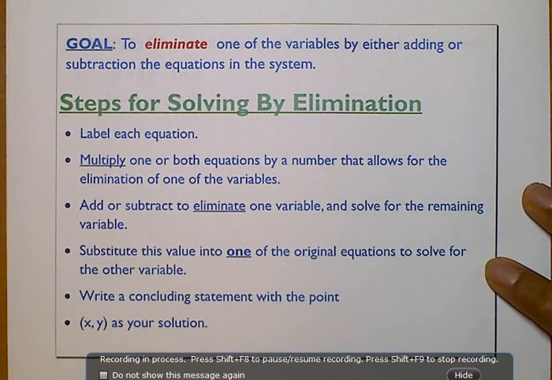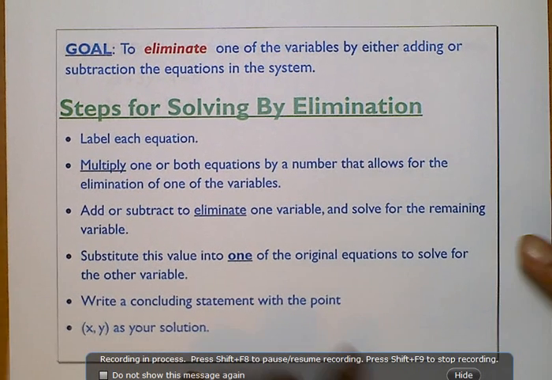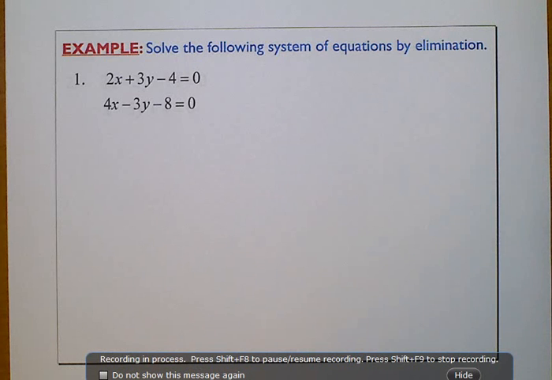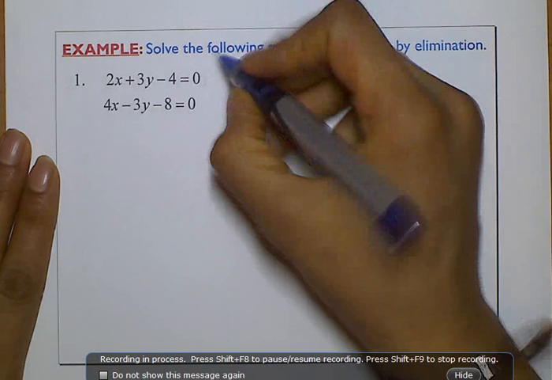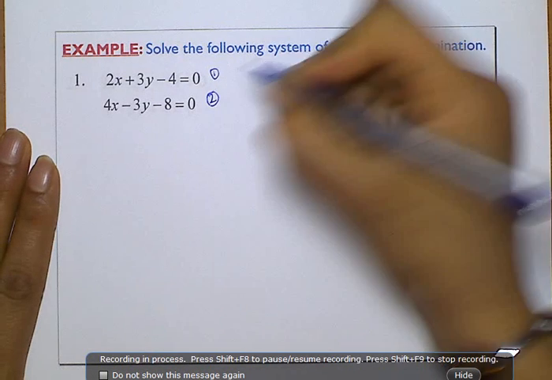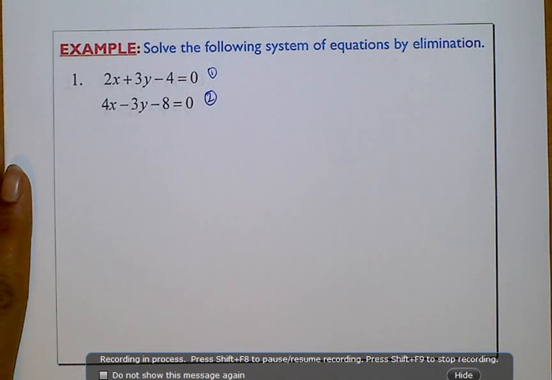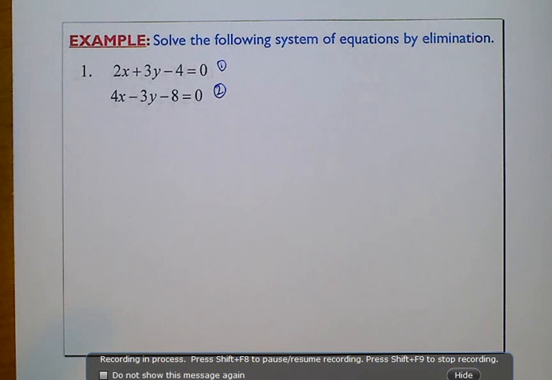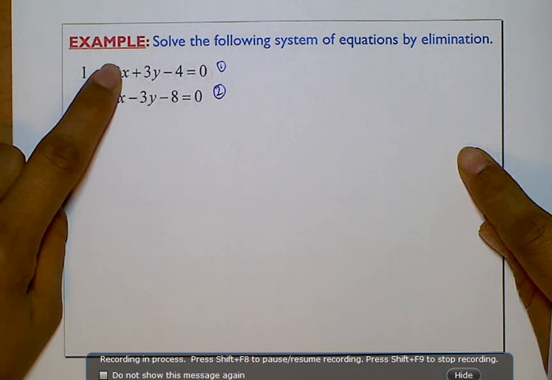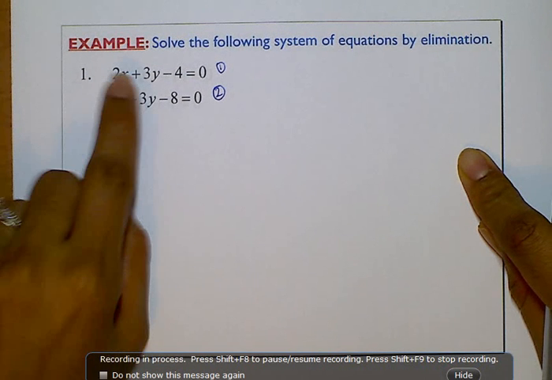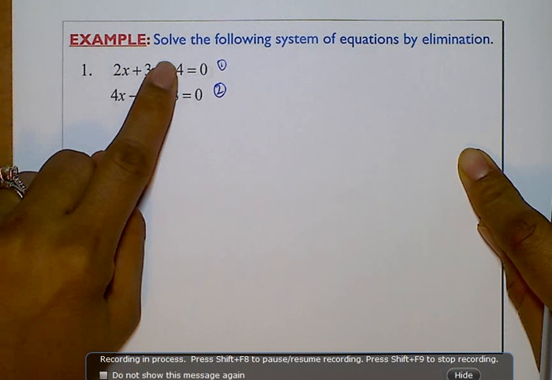Okay, so the first example here is we're going to solve this by elimination. You're going to start off by labeling your equations. Again, this is a linear system because you're dealing with two equations simultaneously. Our goal here is to eliminate a variable. So the first thing you have to do is make sure that the coefficients are lined up with the subsequent variables. In this case, make sure the x's are lined up, the y's are lined up, and the numerical digits are lined up as well, along with the equal signs. Now I'm going to eliminate a variable.